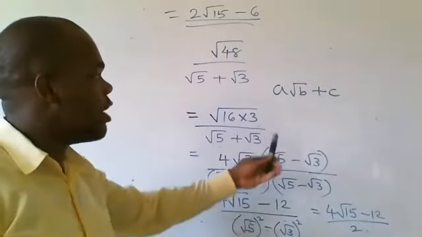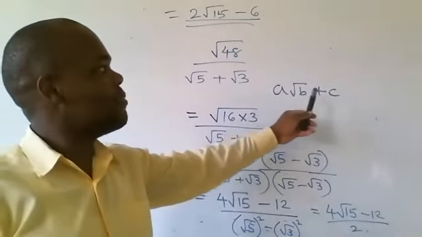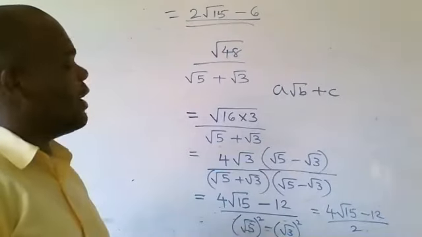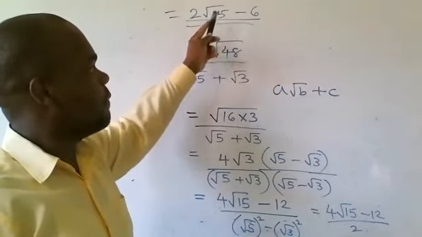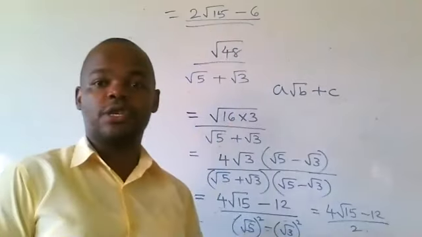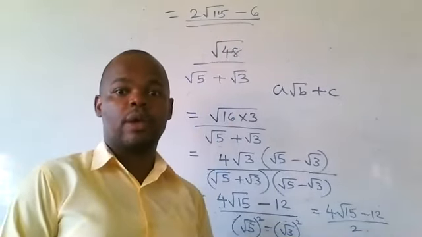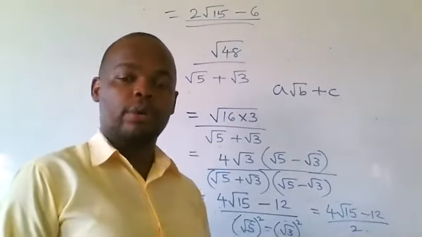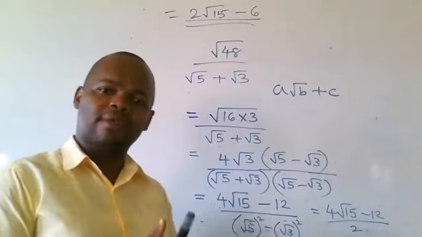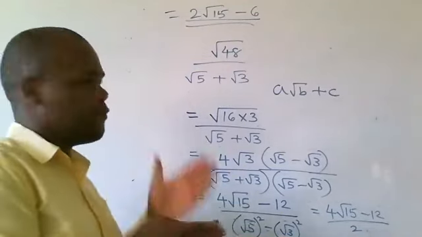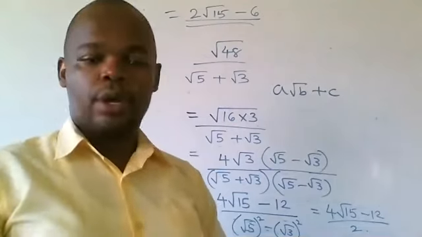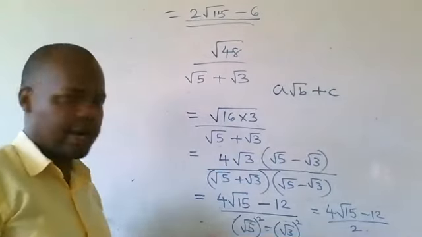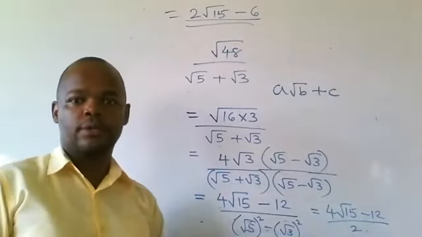So it is actually in the form a square root of b plus c. You can see very well that a is 2, b is 15, and c is -6, of which the 3 are integers. So we have expressed it in the right form. Remember, the surd must be simplified. If I look at square root of 15, it is simplified.